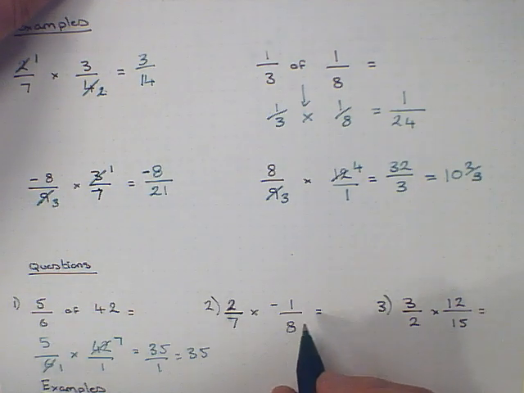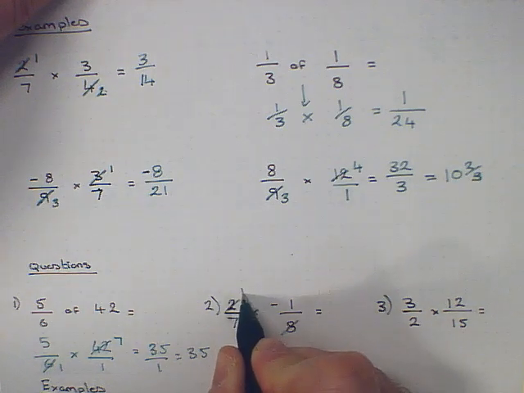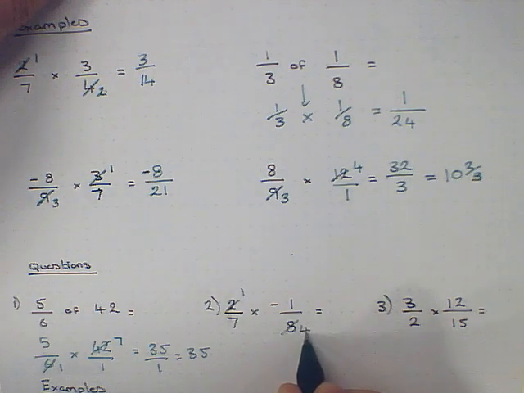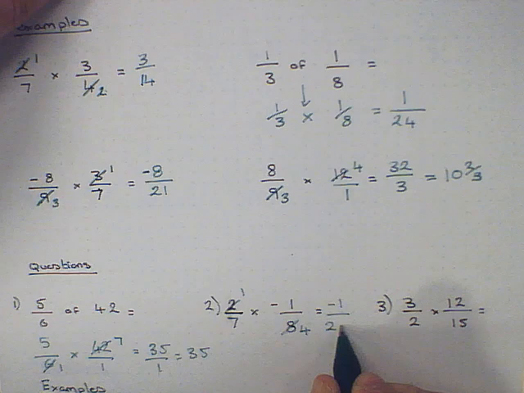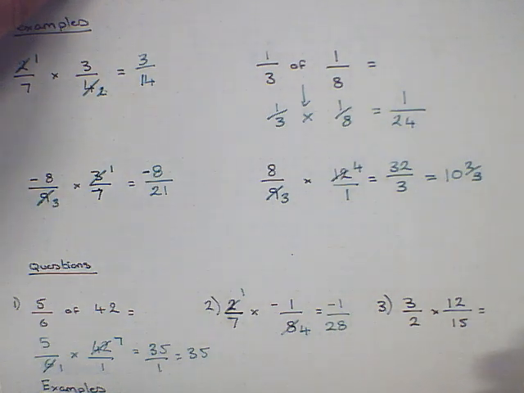Question 2, I look to cancel. I can. They're both in a 2 times table, so divide them both by 2. 1 multiplied by negative 1 is negative 1. 7 multiplied by 4 is 28, so it's negative 1 over 28.